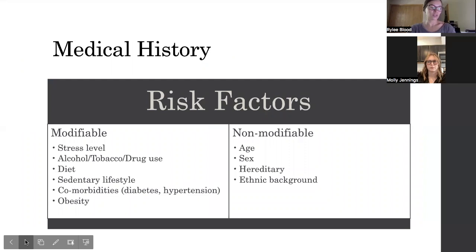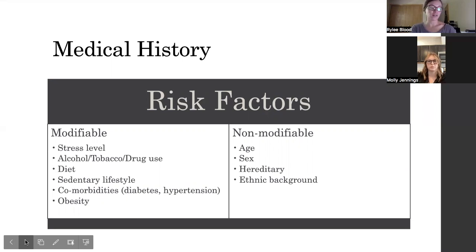Okay, so we'll talk about now the risk factors of a STEMI. There are two different categories that you can put the risk factors in. One is modifiable, the other is non-modifiable. The modifiable ones are obviously the ones that you can change. Starting with your stress levels. Increased stress levels can affect how the body responds to things and can actually put you at an increased risk of a heart attack.